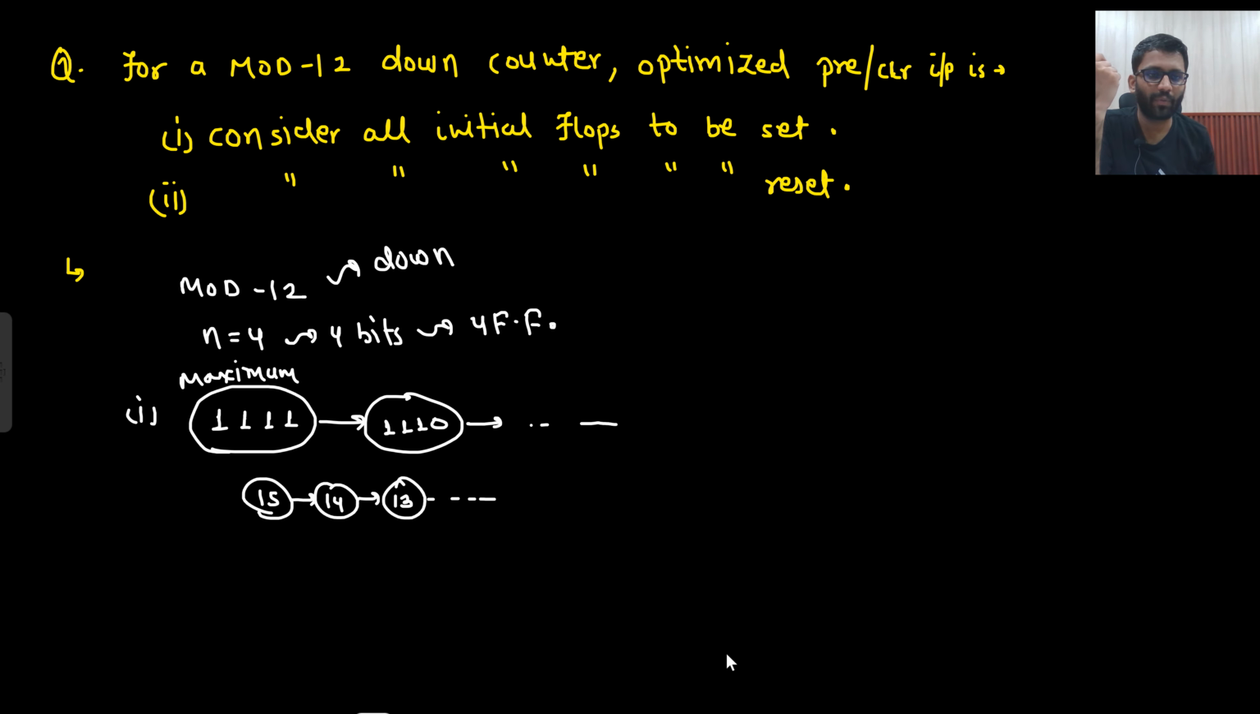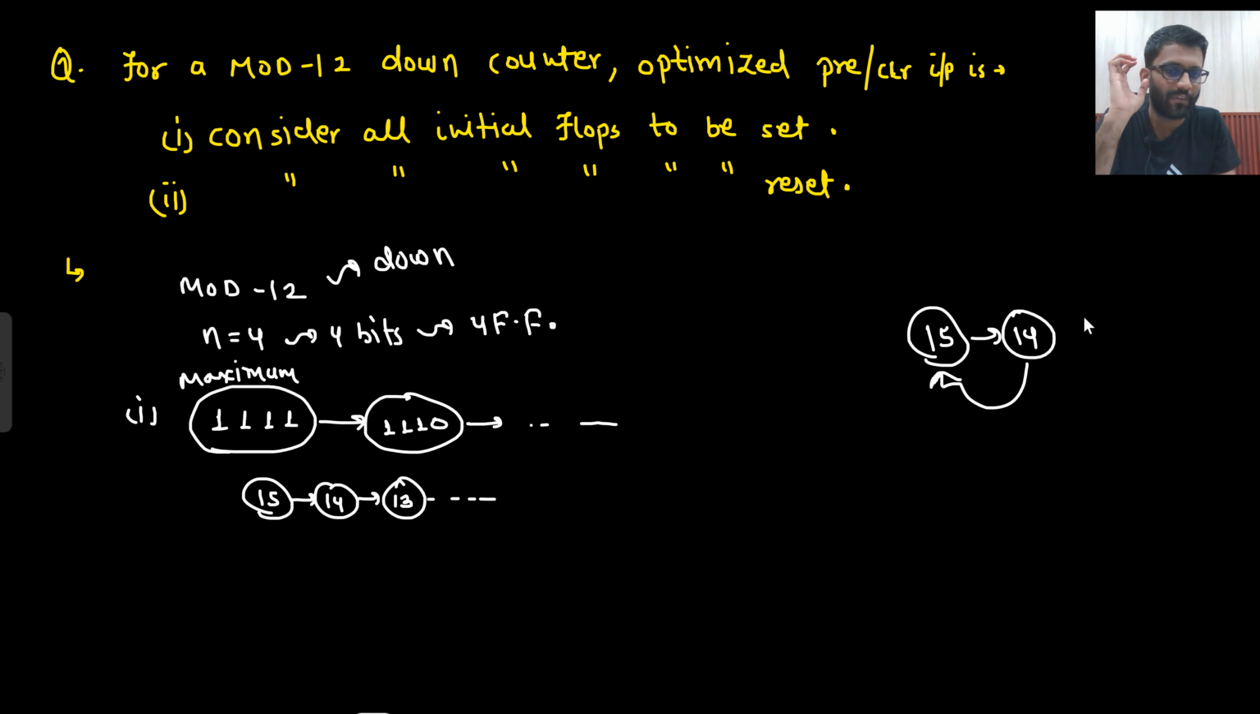This is a basic aptitude problem. Let's just say if I was designing a mode 2 down counter, then my final state would have been 14. How can I get 14? 16 minus mode 2, which is 14.